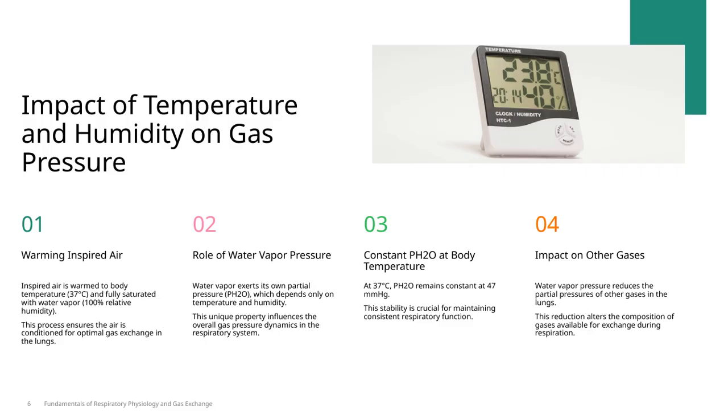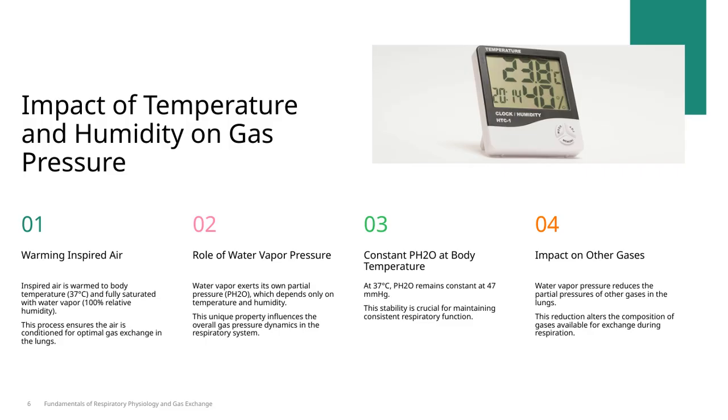Now, when we breathe in, the inspired air is warmed to body temperature, which is about 37 degrees Celsius, and it becomes fully saturated with water vapor, so 100% humidity. This process is essential because it conditions the air, making it optimal for gas exchange in the lungs. At this temperature, pH2O remains constant at around 47 mmHg. This stability is really important because it helps maintain consistent respiratory function, ensuring that gas exchange proceeds smoothly without fluctuations caused by changing water vapor levels.